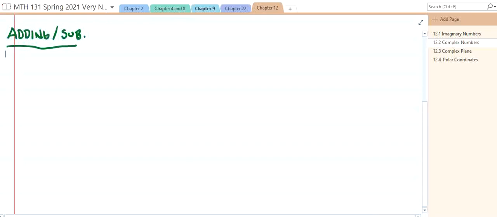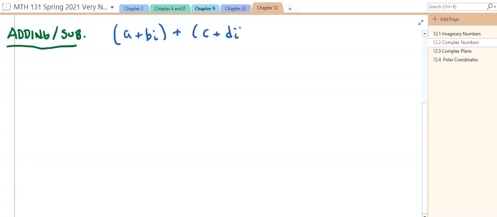So if we add two complex numbers, a plus bi plus c plus di, where d and c and a and b are all real portions of this complex number, well, then what you need to do is add the real components, a and c, and then add the imaginary components, b plus d. Of course, this is all multiplied by i.